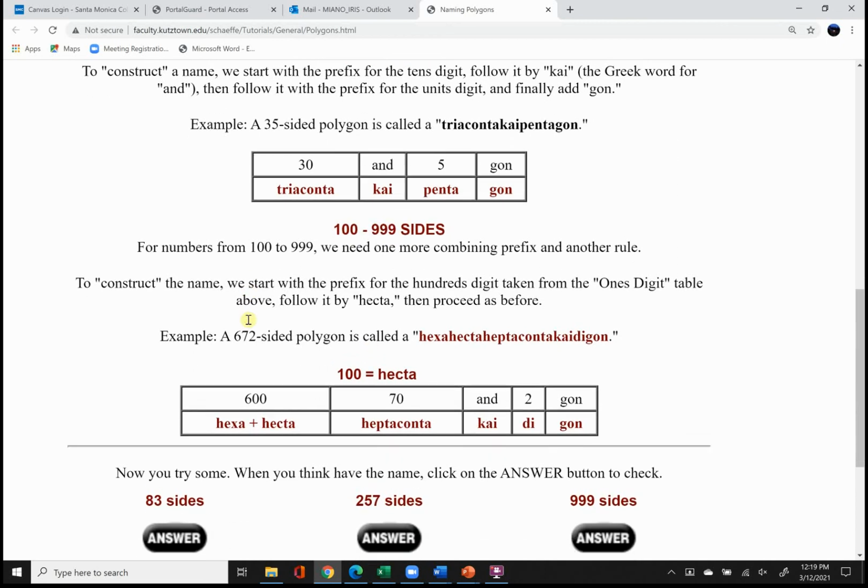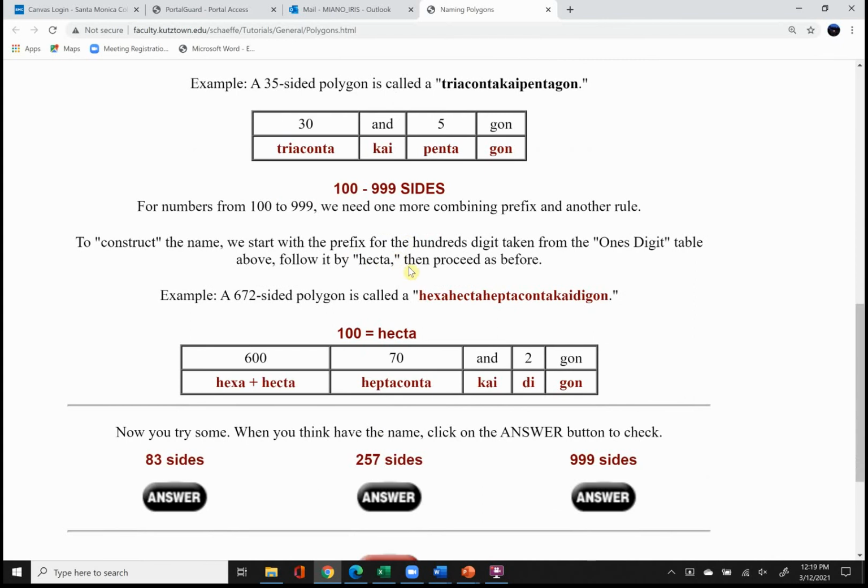Okay, if you needed to name a polygon with just shy of 1,000 sides, 100 to almost 1,000, then you can use this hecta prefix. Hexa would be the 6 for this little example that we have here. Hecta means 100, basically. Hexa means 6, hecta means 100. So if you're trying to name a 672-sided polygon, you would break it up in this way. It'd be called a hexahecta heptaconta chi digon.